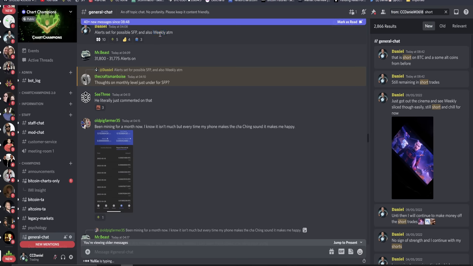So have your alerts set at the weekly. Be aware of the swing FOIA pattern. These are the next best trades. So that's obviously coming in at that 31,800. Have the alerts set. That's what we're ready and waiting for.